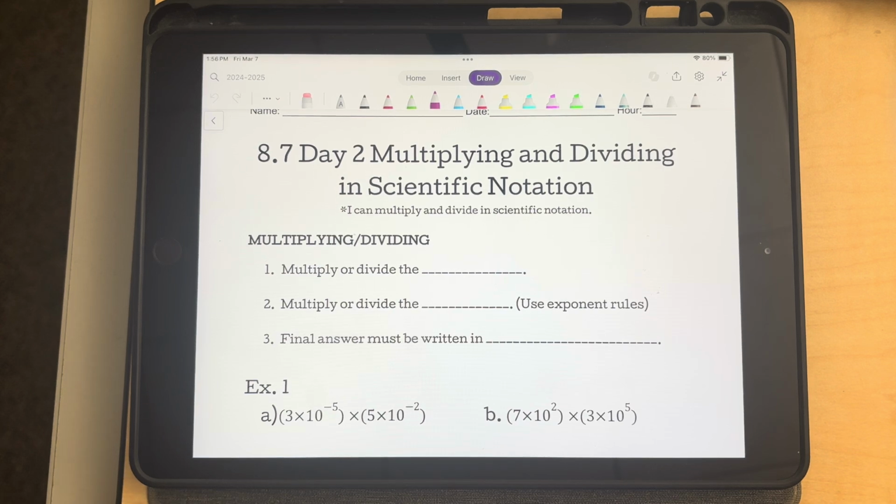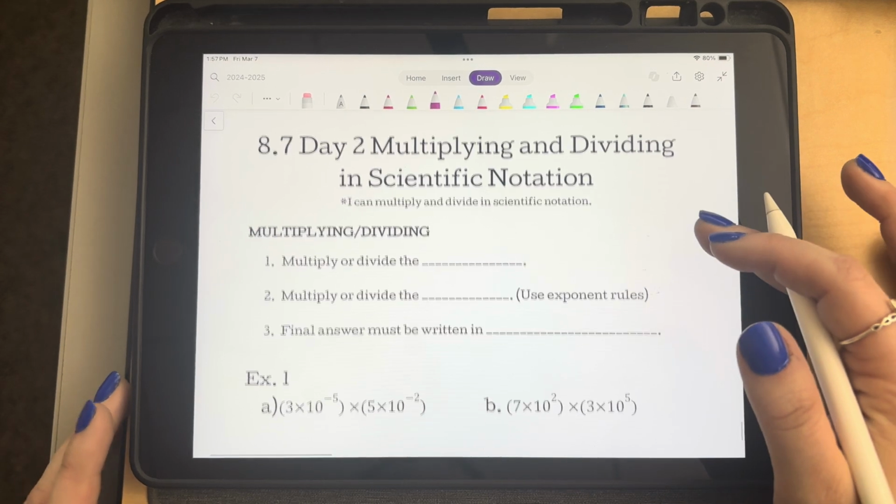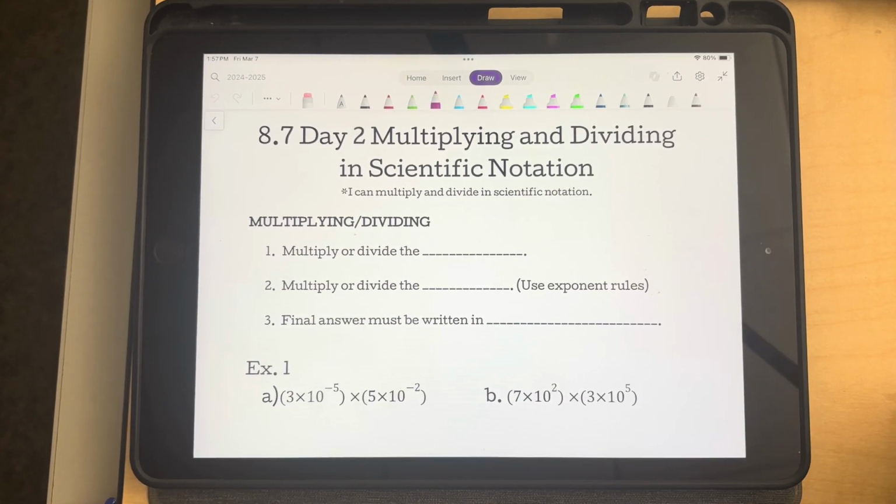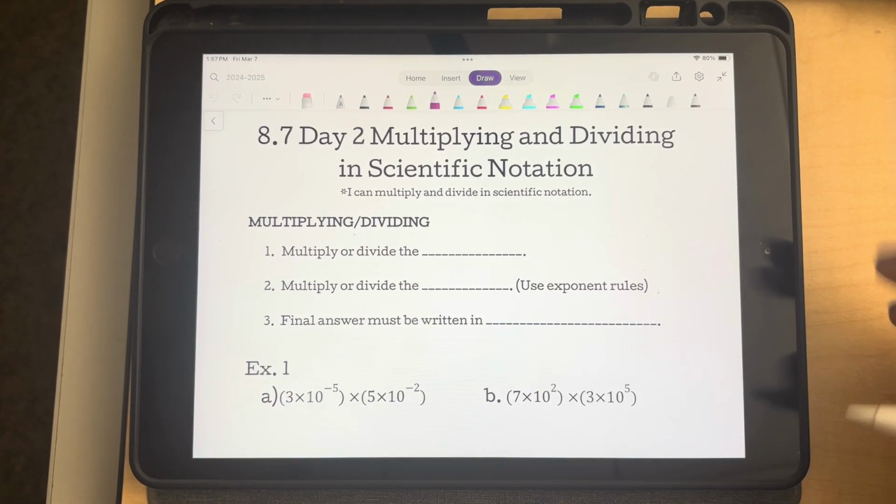One of the biggest things that I feel like students struggle with today is knowing when the exponents have to be the same versus not. So just be careful, and please make sure you have your notes out to help you with homework, especially since I'm not here. Your homework is going to include 8.7 day 1 and day 2. So this is all going to be mixed together.